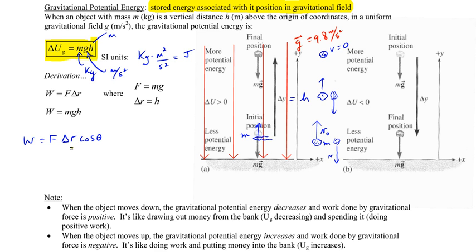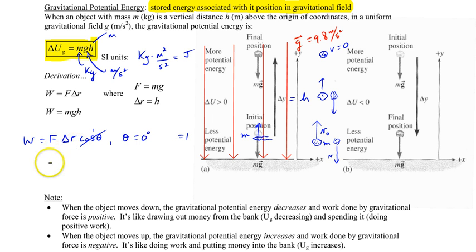So if you're looking at the work done by you, your hand, your force would be pointing upwards and the displacement would be upwards. So therefore, the cosine of the angle would be actually 0 degrees, which is just 1. So this would disappear and you would just get force times displacement.